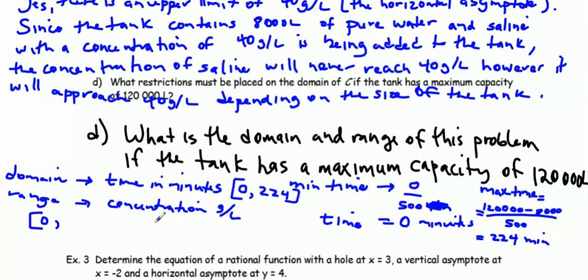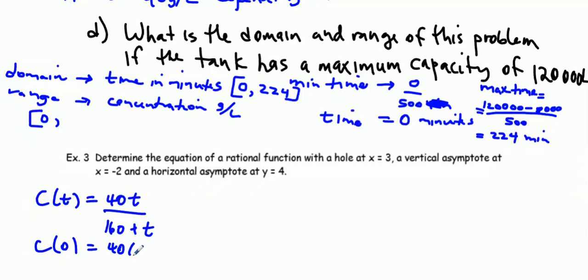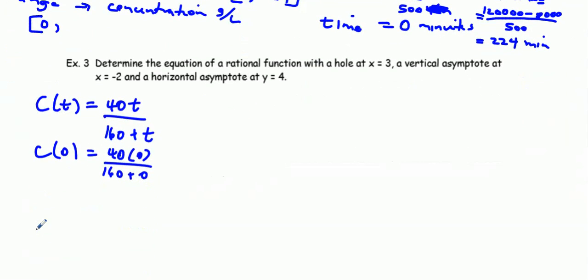You can do this by just substituting in 0 for t in your equation. So you had C of t equals 40t over 160 plus t, so C of 0 is equal to 40 times 0 over 160 plus 0. Well, 40 times 0 makes the whole thing 0, right? So C of 0 equals 0.